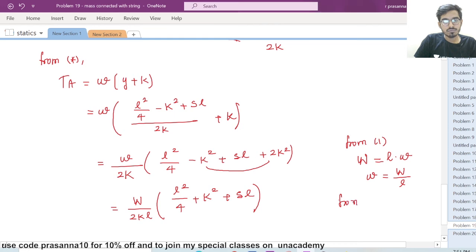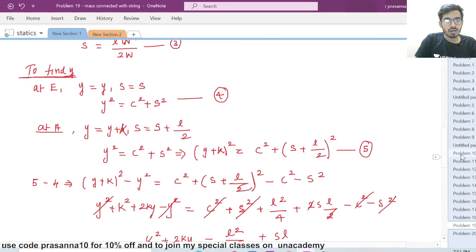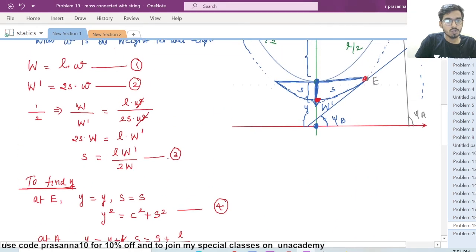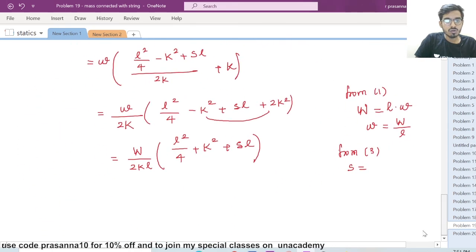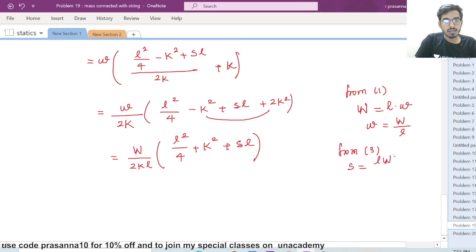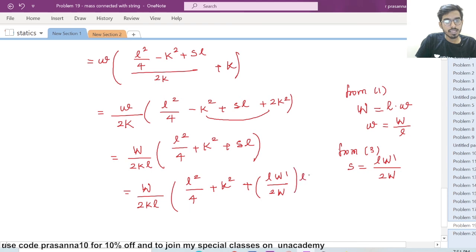So from 3, what is S? S is LW dash by 2W, right? LW dash by 2W. So you replace that, and you will have W divided by 2kL, into L square by 4 plus k square plus S into L. So S is LW dash by 2W into L, right?